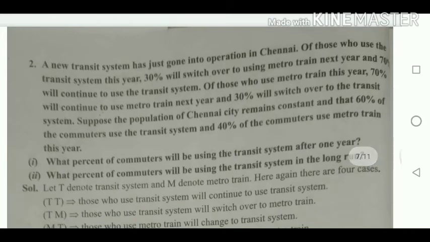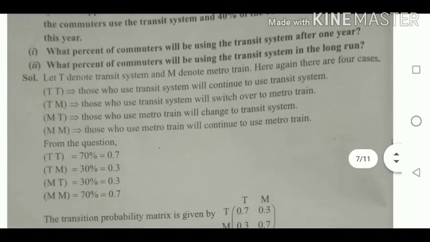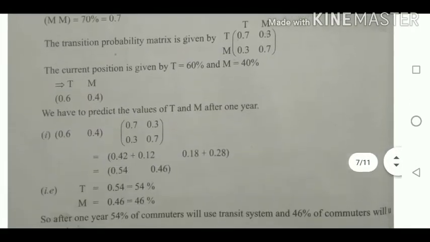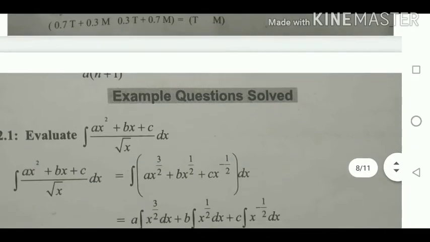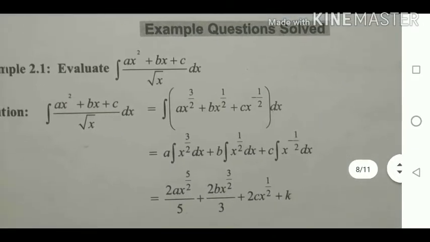The same method applies to the next question, the transit system, which is already explained in your video. Now we are going to see the next problem. It is related to the second chapter. Evaluate: integrate (ax square plus bx plus c) divided by root x dx.